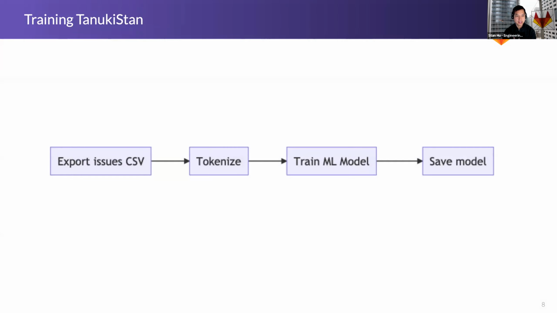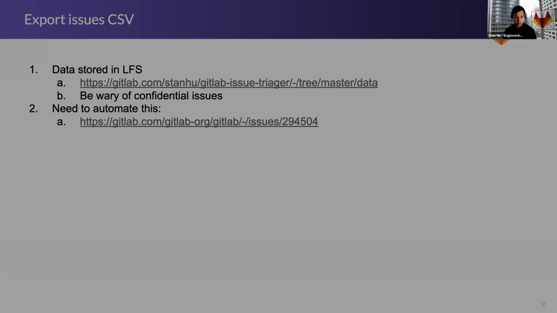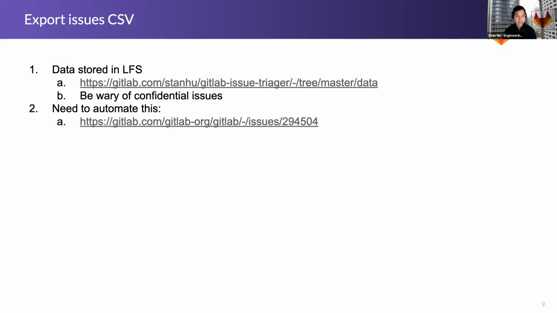So at a high level, TanukiStan is pretty simple. We have to get the training data in there. The way I do it right now is to export the issue CSV. Then you take that CSV, tokenize it, and translate it into numbers essentially. Then you plug these numbers into the model, and once you've trained it enough, you save it out to a file. And there you go.